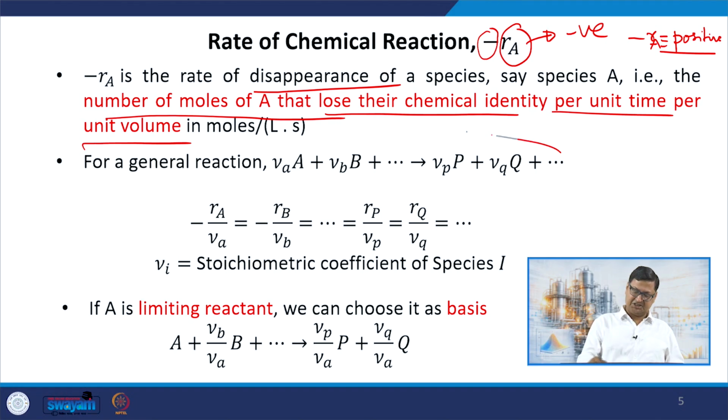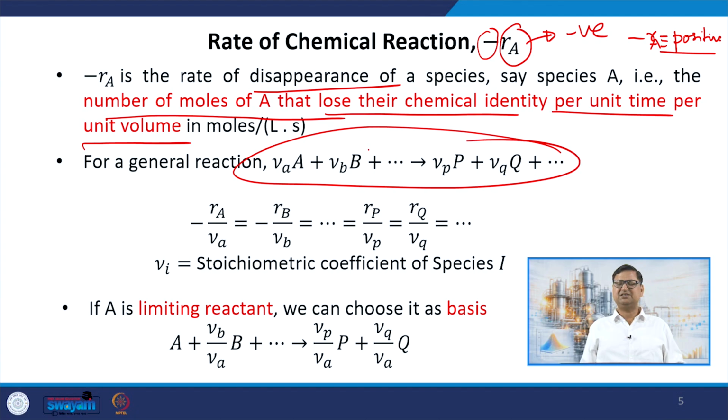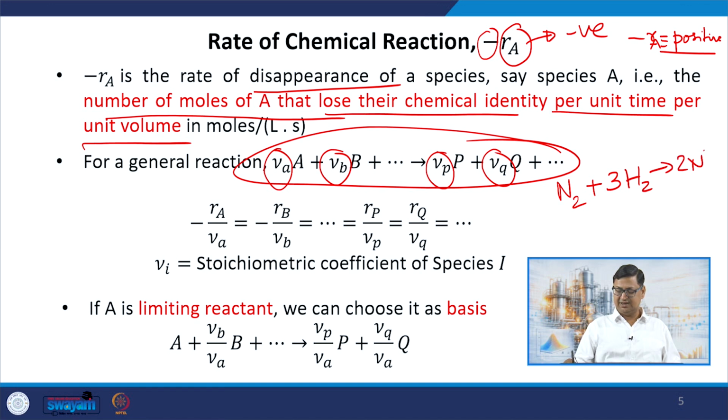Now, for a general reaction, apart from the species participating in it, what also appears in the equation are the stoichiometric coefficients for the reactants and the products. Let us say, for example, you have the reaction N2 plus 3H2 giving rise to ammonia, 2NH3. We have done that example in the first week. So, here the stoichiometric coefficient nu of N2 is equal to 1, and nu of H2 is equal to 3, and nu of NH3 is equal to 2.